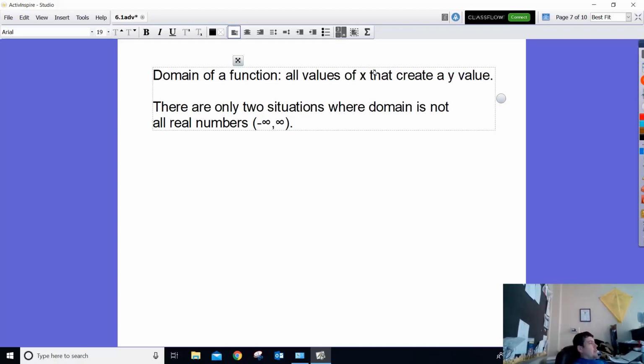You might know the situations that would cause your domain not to be everything. You just dealt with it in section 5. Vertical asymptotes, right? How are vertical asymptotes created? You try to divide by 0. That's it. It's one of them. So one case is when there are vertical asymptotes.